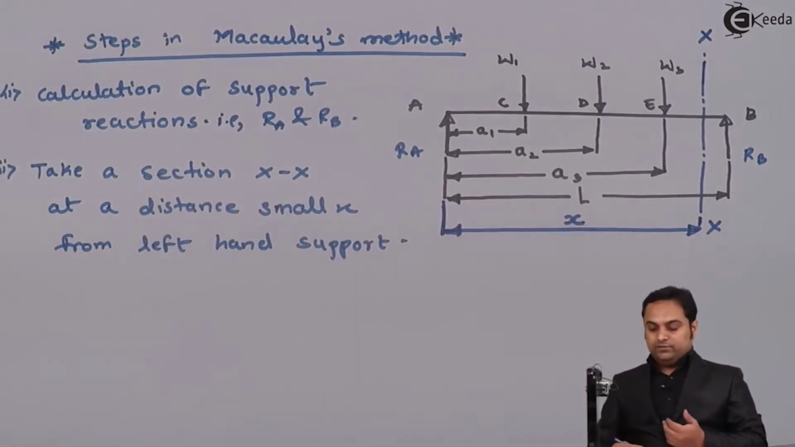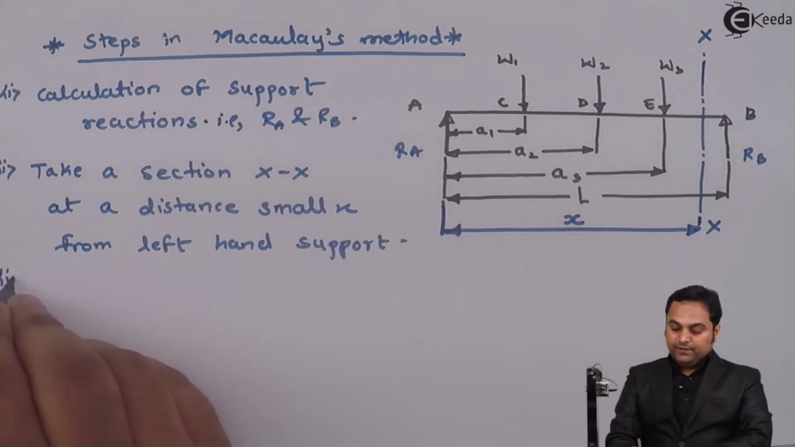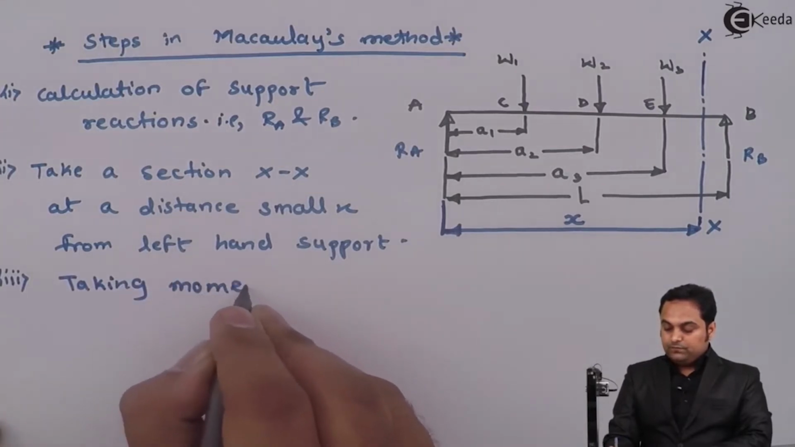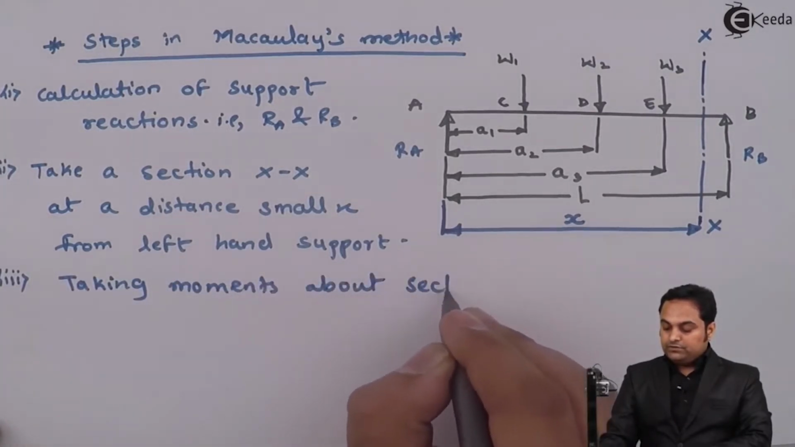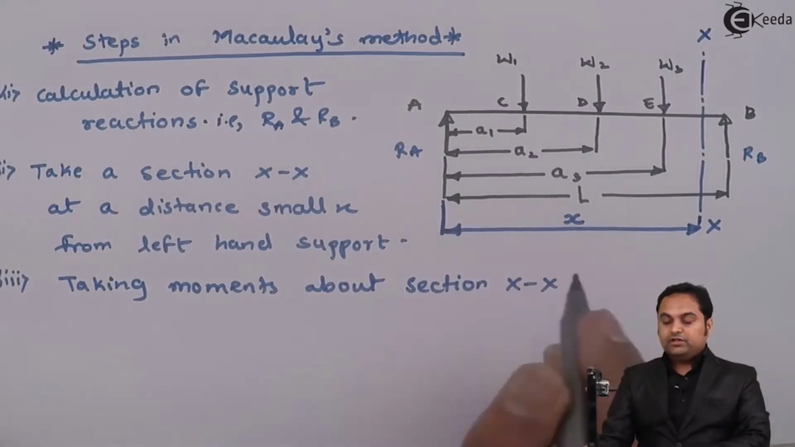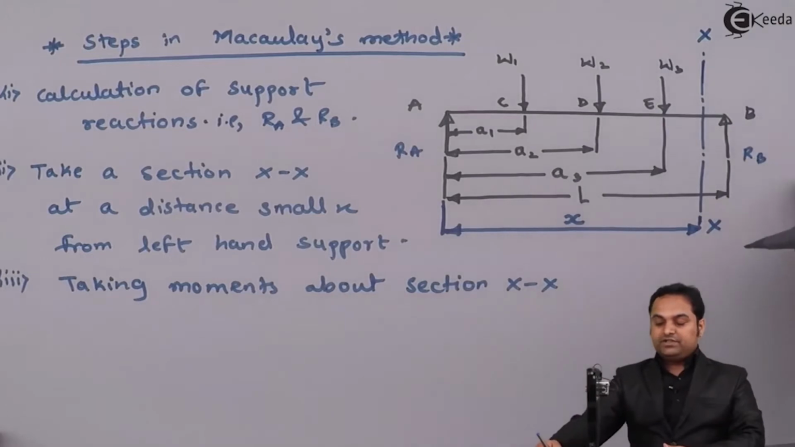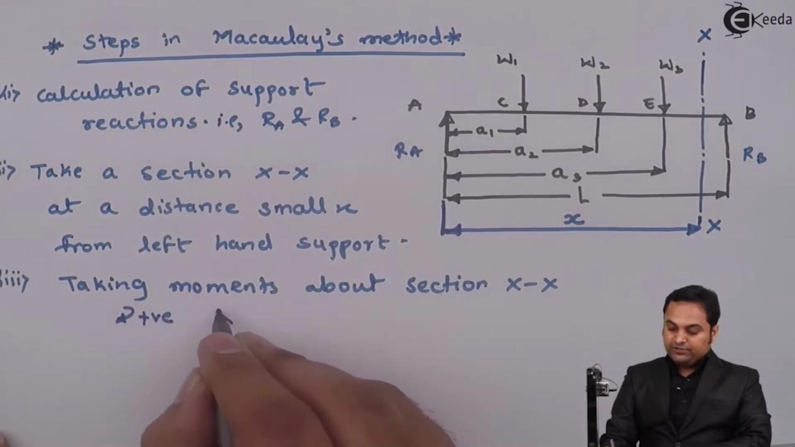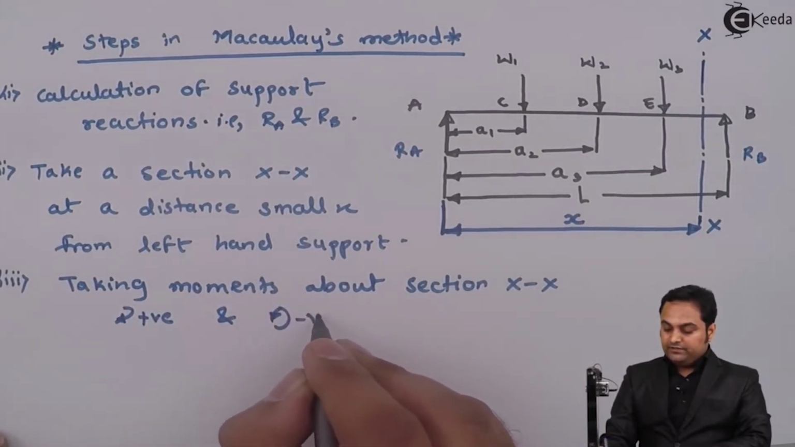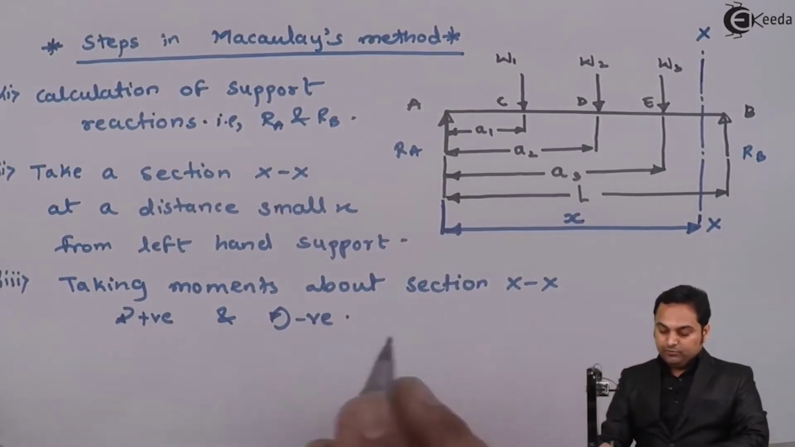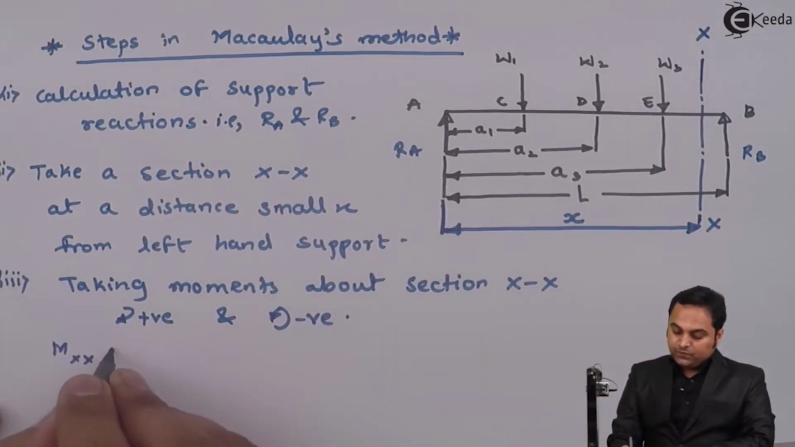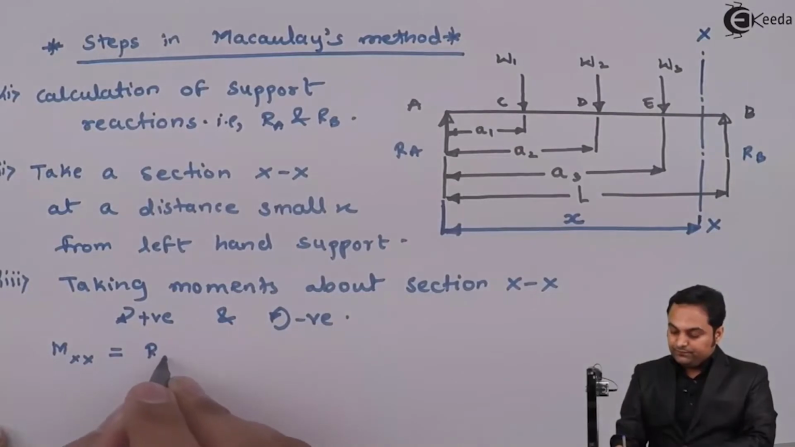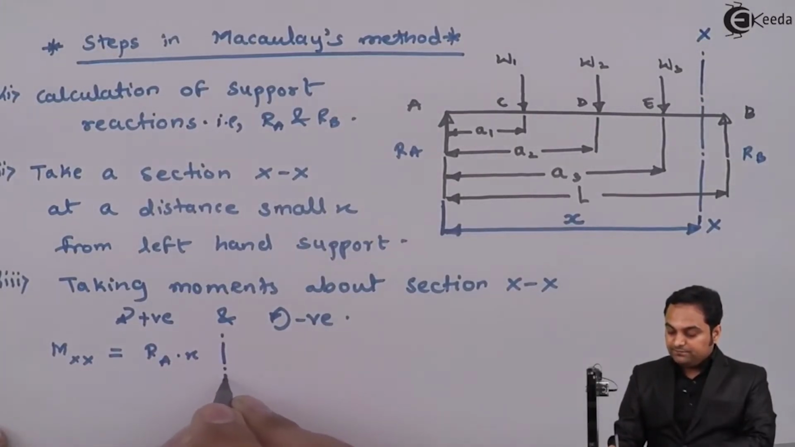Now when we are using Macaulay's method, the first thing would be taking moments about section XX. So here I'm going to take the moment at this section XX, and for that whatever are the clockwise moments I'll treat them as positive and anti-clockwise moments I'll take them as negative. So taking the moments, moment at XX will be equal to clockwise moment RA into x, that is positive. This is the first section.